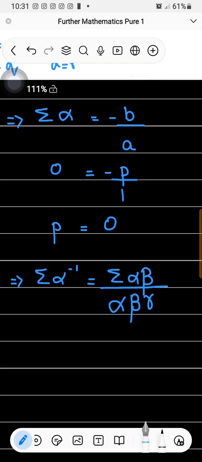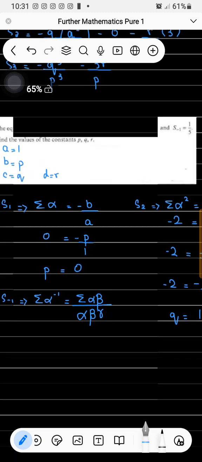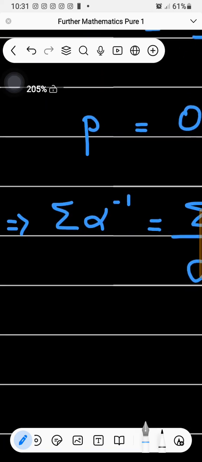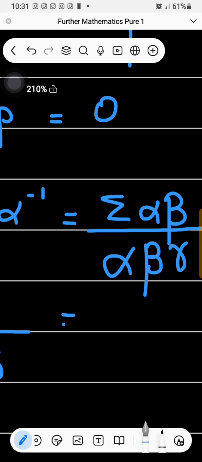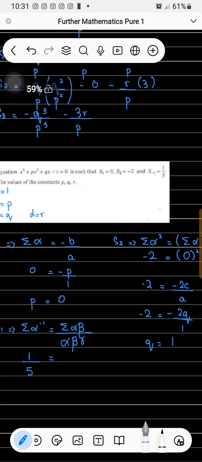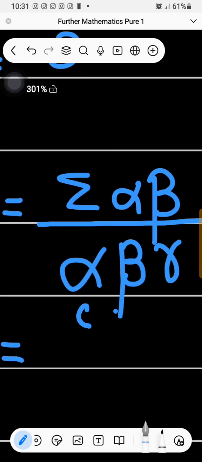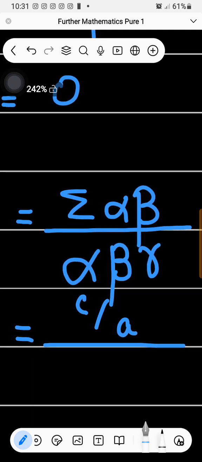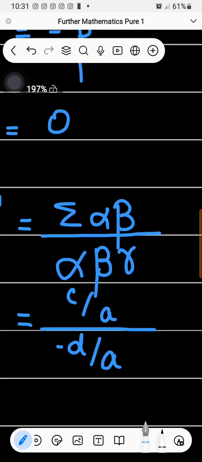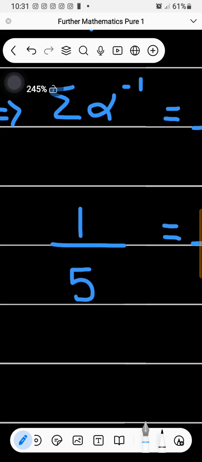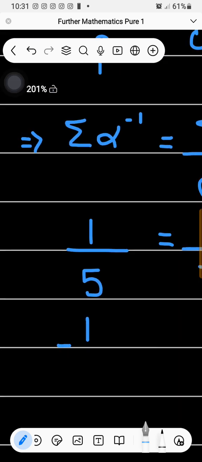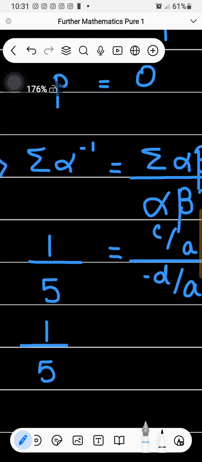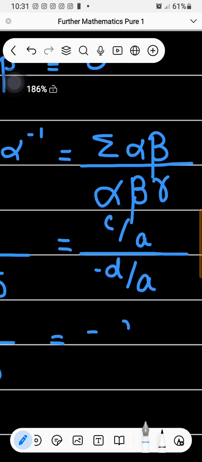So here the sum of alpha minus 1 is given as 1 upon 5, and the sum of alpha beta, we can write as c upon a, and alpha beta gamma is negative d upon a. So a and a got cancelled and it becomes 1 upon 5 equal to negative c upon d.